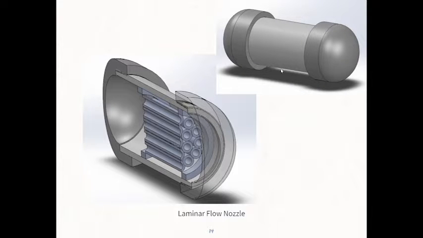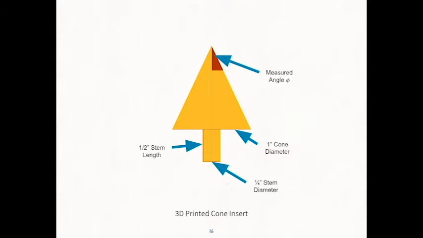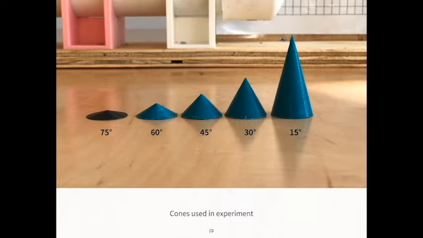The nozzle is filled with straws parallel to the axis, which are held in place by a sheet of wire mesh. The straws direct the flow out of the nozzle through a 1/8 inch hole. To make cones in various angles so that we could test various water bells, we 3D printed 1-inch diameter cones and only varied phi, the angle between the cone edge and its vertical axis. A stem on each cone allowed it to interface with the rig we designed to hold it coaxially with the nozzle. Here are the cones we used with stems removed.